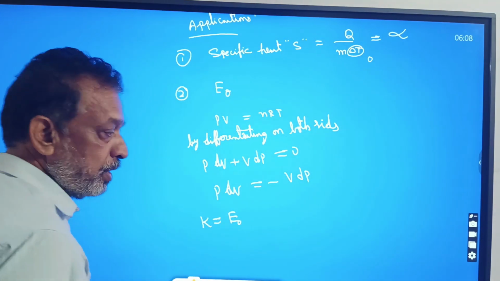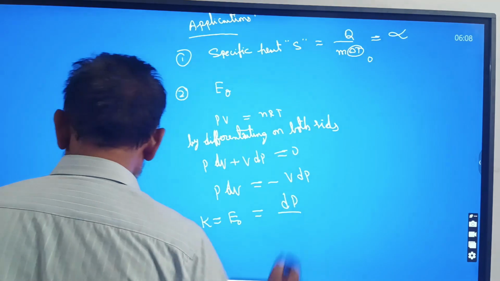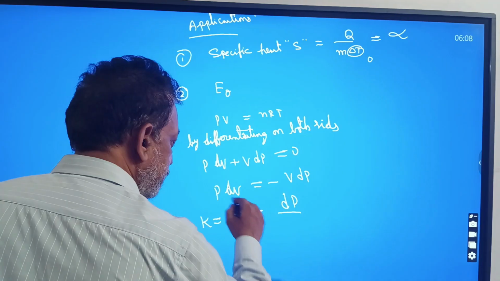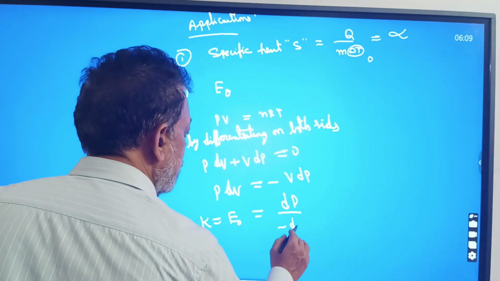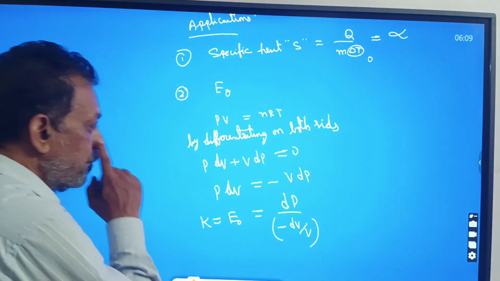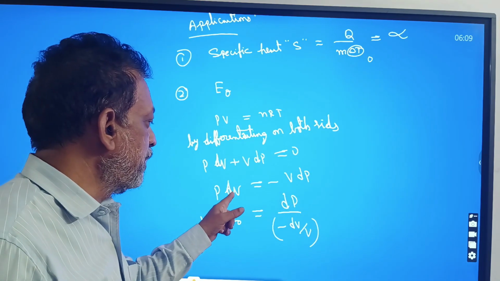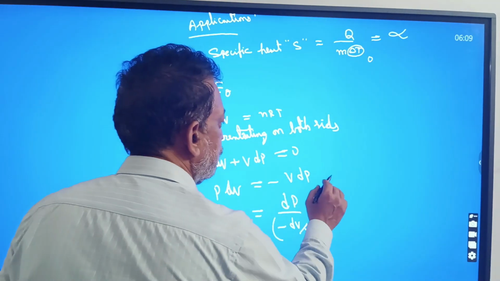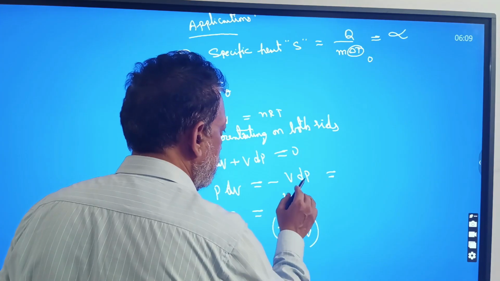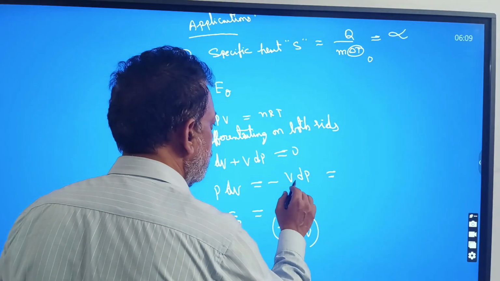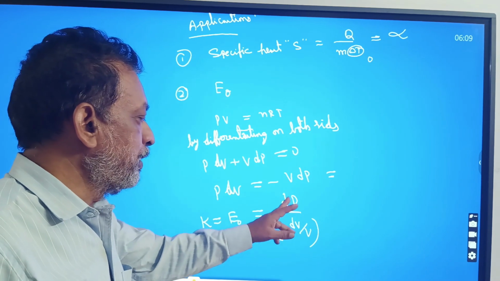So therefore I can say the bulk modulus or elasticity is given by dP divided by minus dV by V. So we need the change in pressure by dV by V. Therefore, elasticity is equal to change in pressure by change in volume over the original volume.